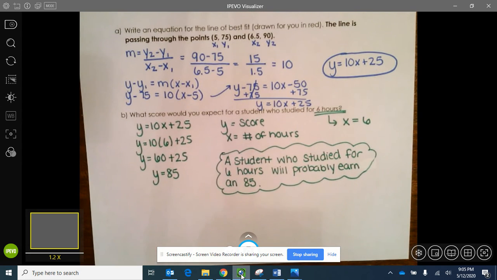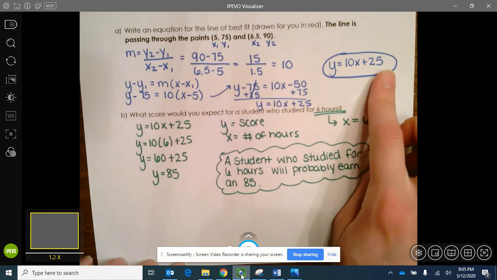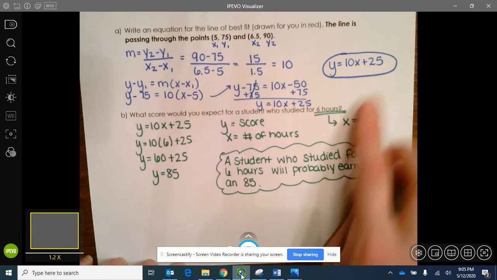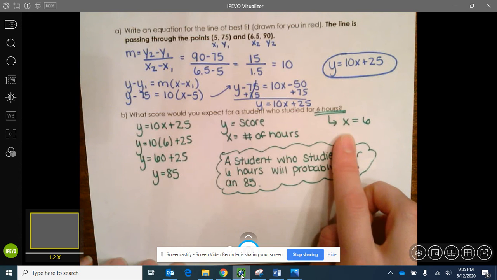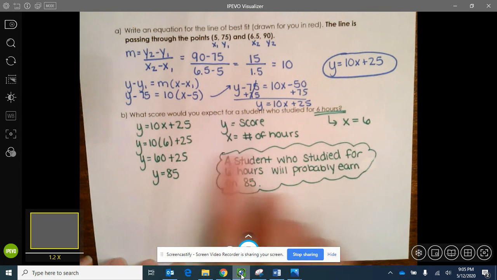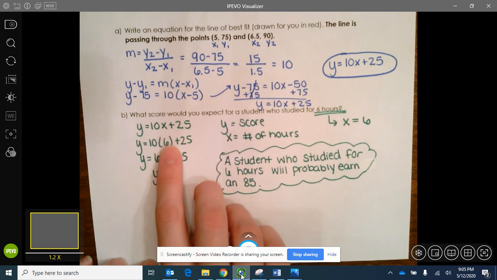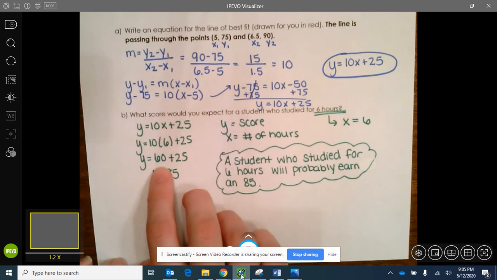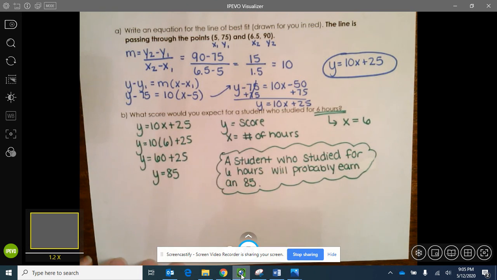Okay, letter B: what score would you expect for a student who studied for 6 hours? Now we're going to use the equation that we just came up with, and I'm going to substitute in 6 for x. So x is my hours here. Into this equation, I'm going to plug in 6 for x. 10 times 6 is 60, plus 25 gives you 85. So a student who studied for 6 hours will probably earn an 85.